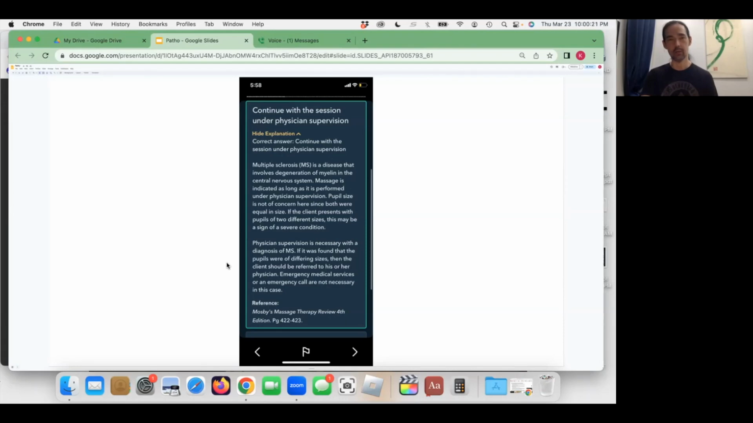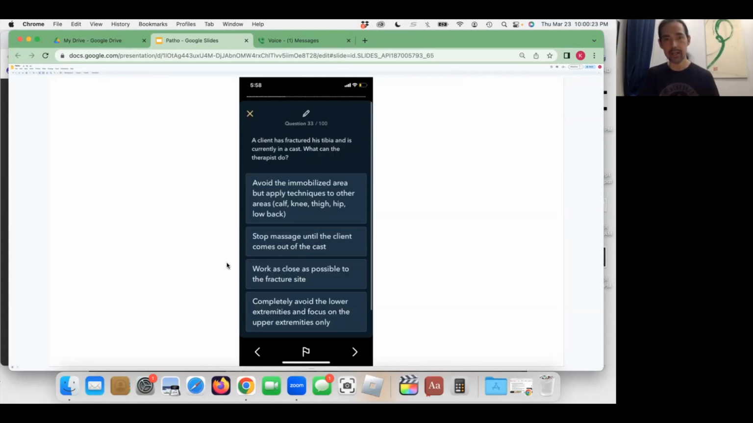Okay, one more. A client has fractured his tibia and is currently in a cast. What can the therapist do? Avoid the immobilized area, but apply techniques to other areas like the calf, knee, thigh, hip, and low back. Stop the massage until the client comes out of the cast. Work as close as possible to the fracture site. Completely avoid the lower extremities and focus on the upper extremities only. What do you guys think?